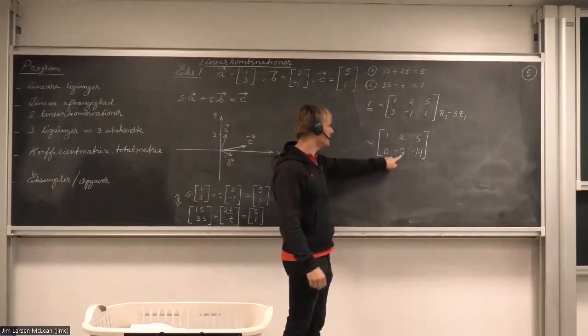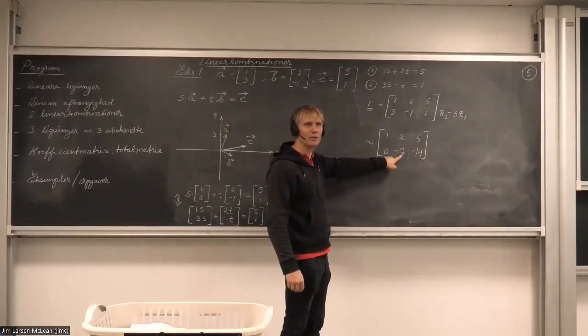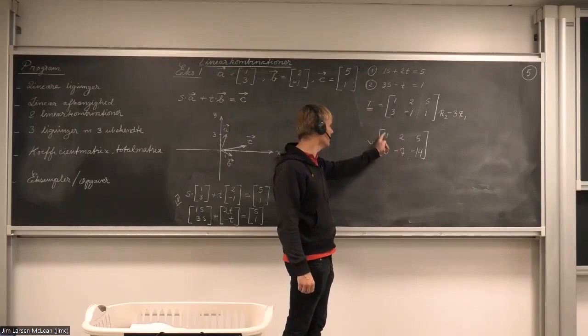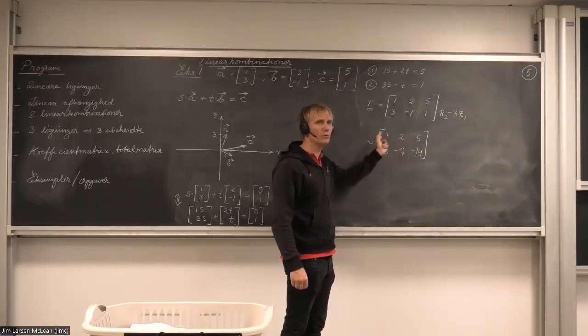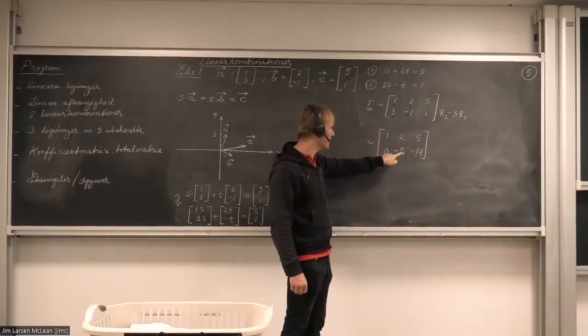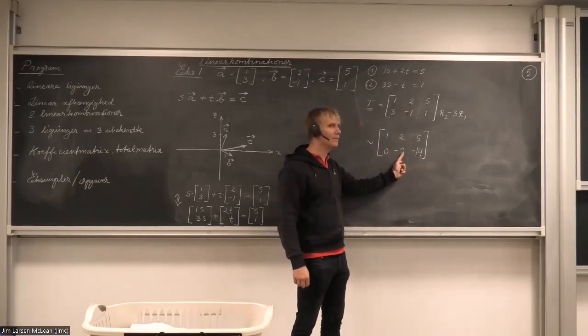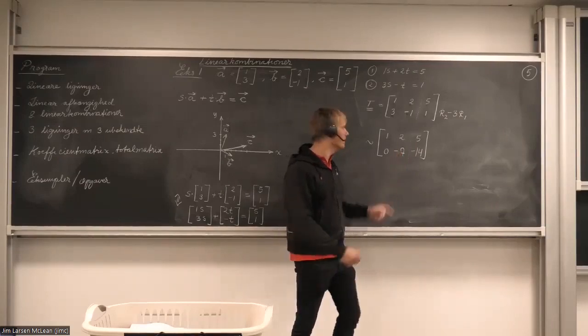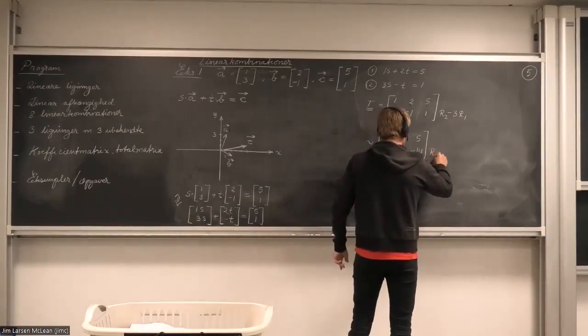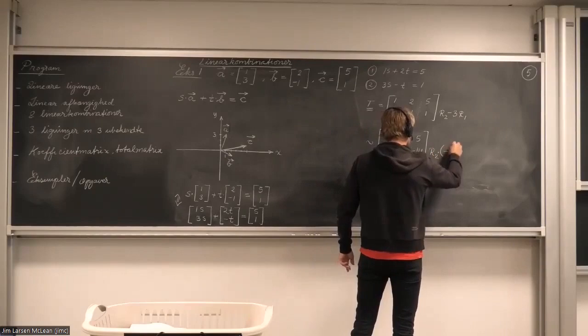Now I would like a 1 there. Why? Well, because reduced row echelon form means 1s on the diagonal and 0s outside the diagonal. So if I need a 1 here, why not multiply the entire line by the reciprocal of negative 7? So divide the row throughout. You can think of it like that too. So I take row 2 and multiply it by negative 1/7.